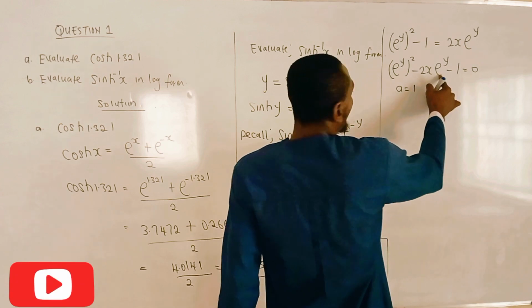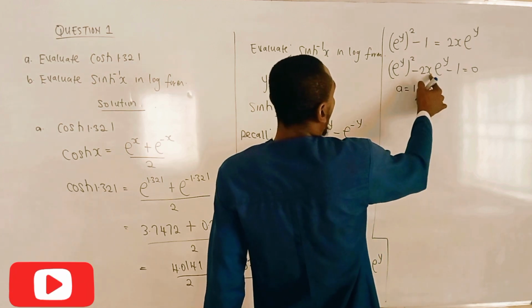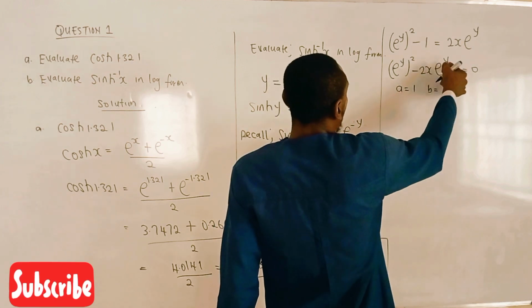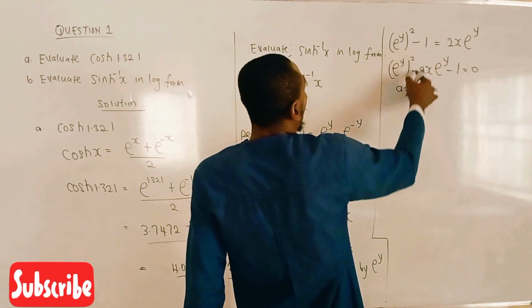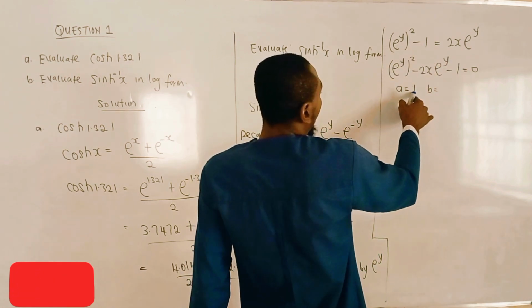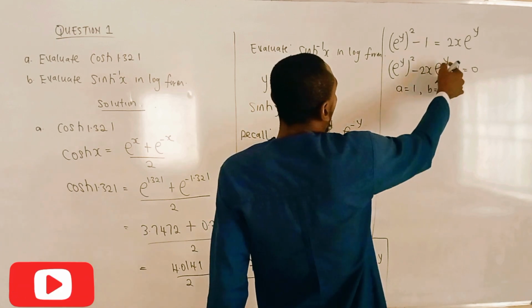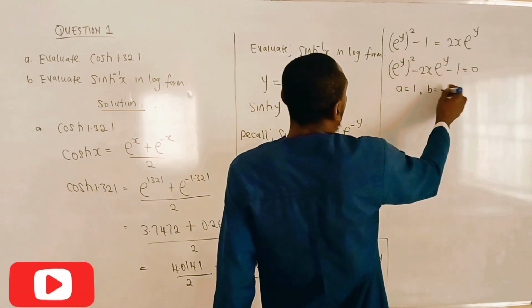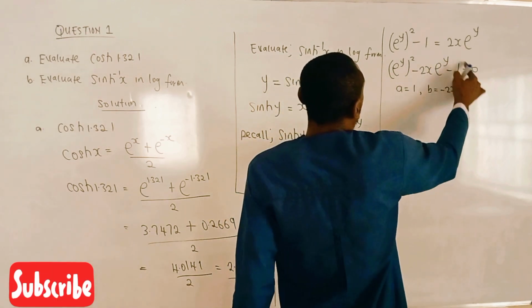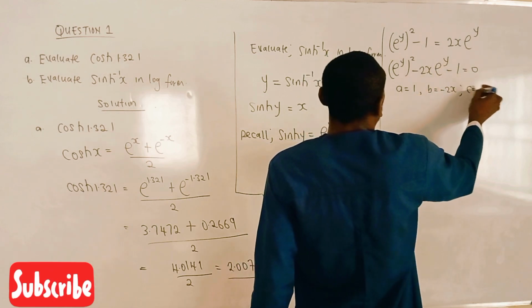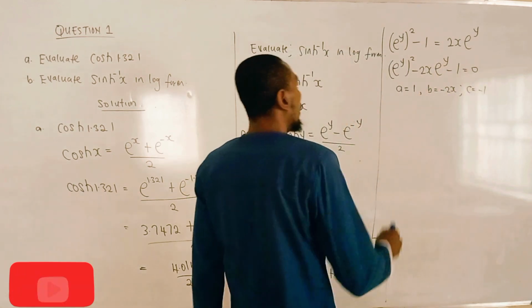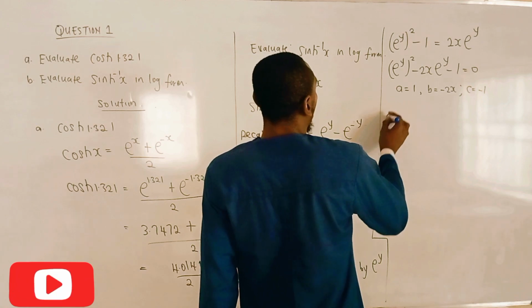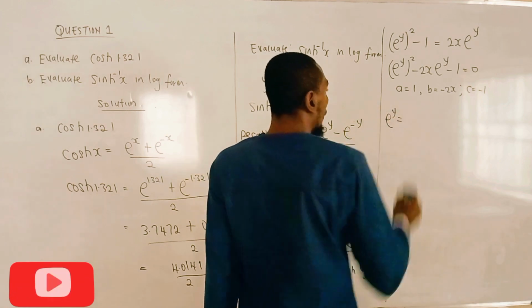b is equal to the coefficient of the unknown, which is minus 2x, because the unknown here is e^y. So for e^y squared, the coefficient is 1, that's a. Then for e^y, the coefficient is minus 2x. And of course, the last number, the constant, is equal to c. Okay? So we now have our formula for e^y to be equal to the almighty formula.